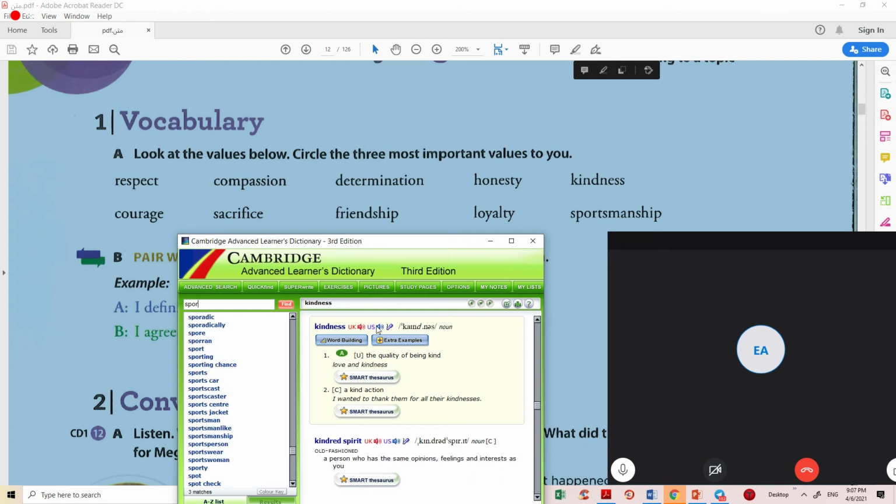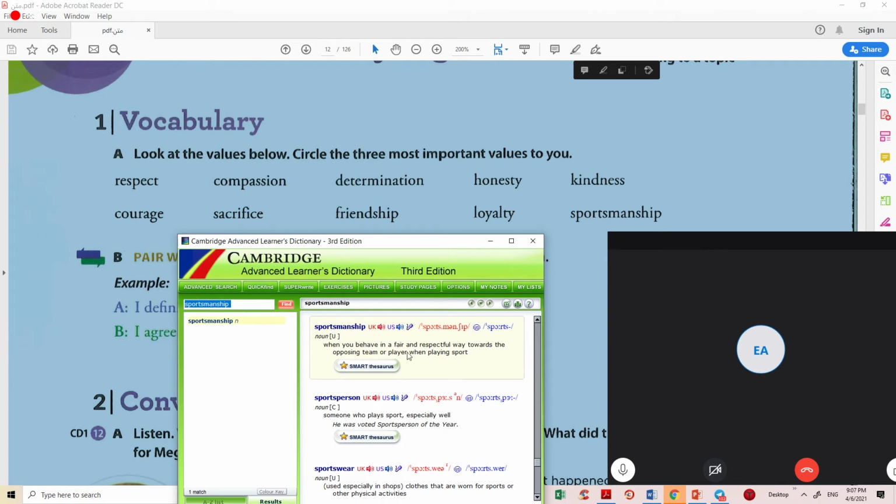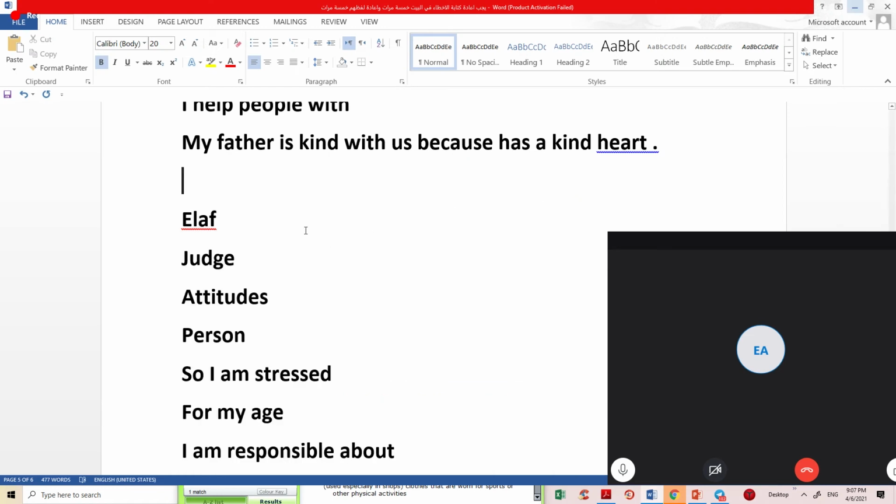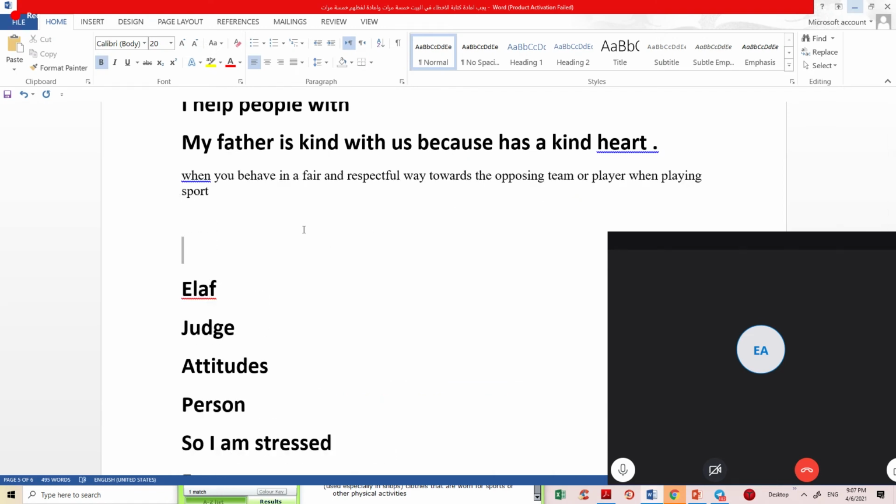Okay, and deals with تعامل in a flexible way, بطريقة مرنة with the people, مع الناس, and listens ويستمع to their problems, إلى مشاكلهم, and solves them. So when you behave in a fair, عندما تتصرف بشكل عادل, and respectful way, وطريقة محترمة, toward the opposite team, مع الفريق المخاصم, or with the people, مع الناس. فمنه sportsmanship معناه تصرف بشكل عادل ومحترم. Yes, behaves in a fair and respectful way.